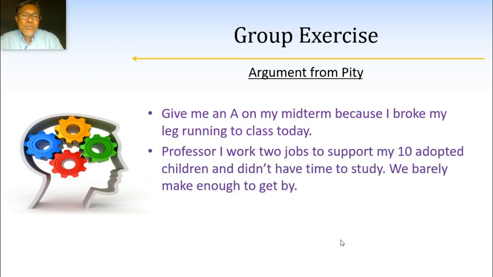"Professor, I work 2 jobs to support my 10 adopted children and didn't have time to study. We barely make enough to get by." Again, there's nothing about questions that are answered or the quality of the student's performance. It's simply there to elicit a pity response from the instructor. So this is an argument from pity. Good example. "My mom is dying." Again, this is a literal example from past classes. This is also a good example of an argument from pity.